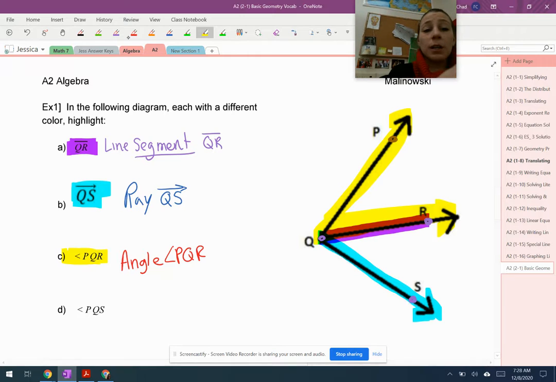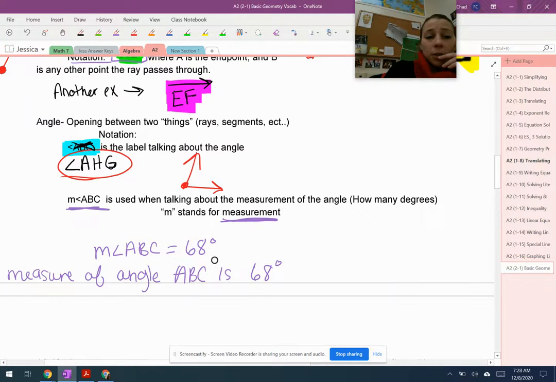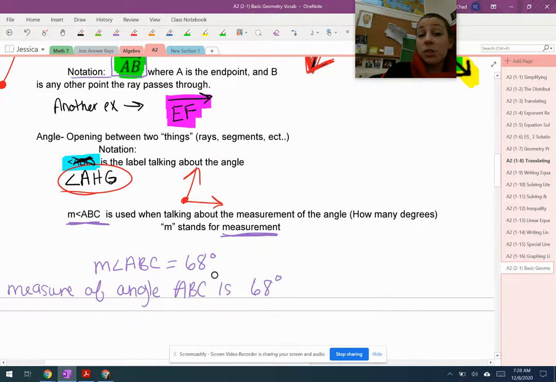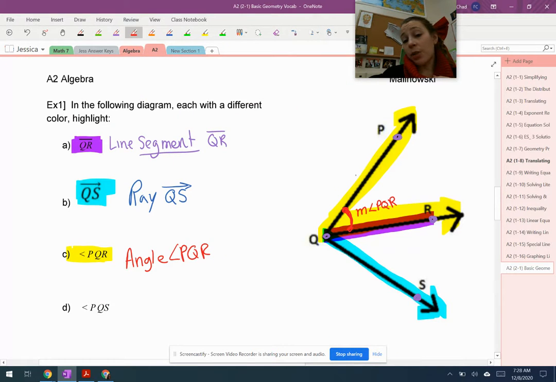And then when we're talking about the measurement of that, the measure of angle PQR is right there. Is that space between the opening there. Which makes sense because when we talked about the angle, we said the angle was the opening between two things. So that opening between those two rays is that angle.